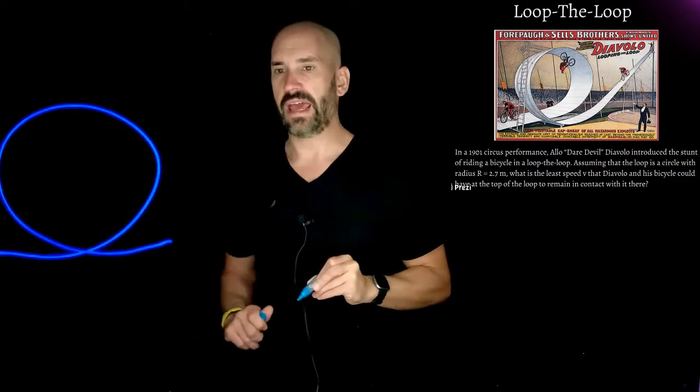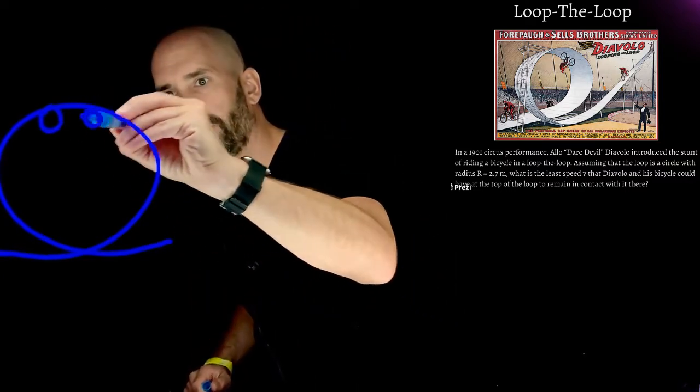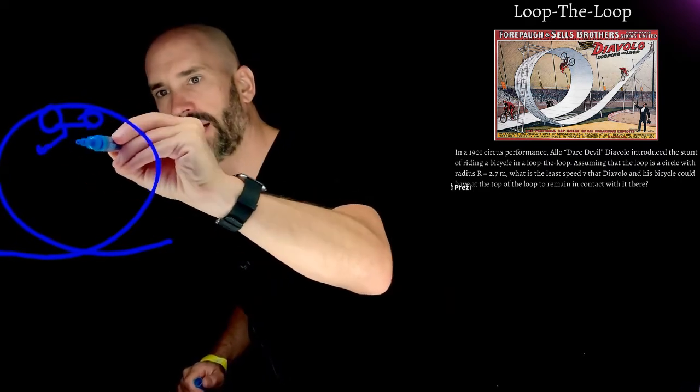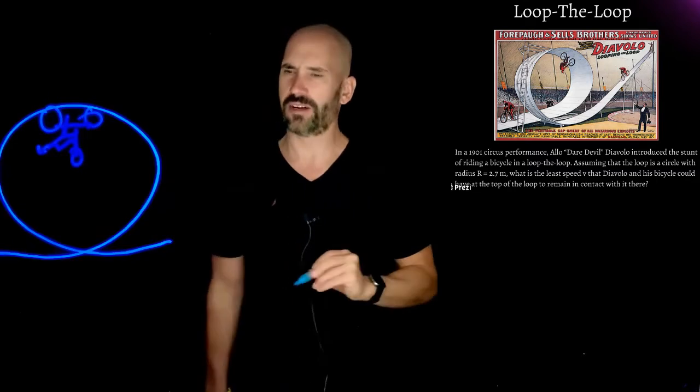Okay. And let's make a free body diagram. So we know that there's a bicycle here, right? There's a man on it. Try to make him upside down. Okay, it's not terrible.